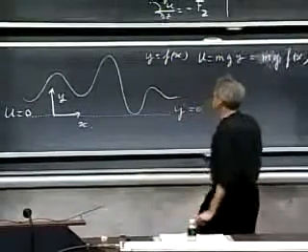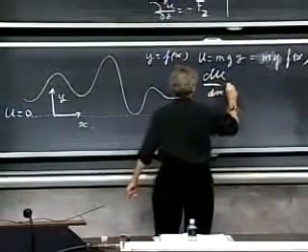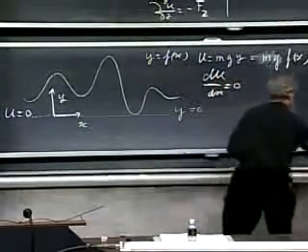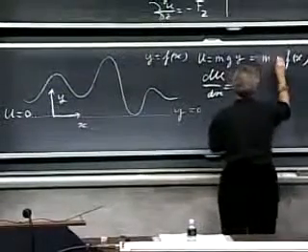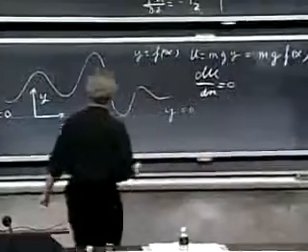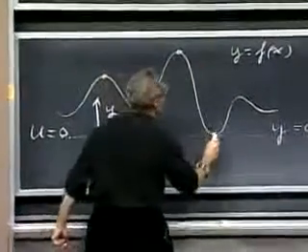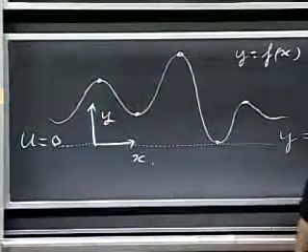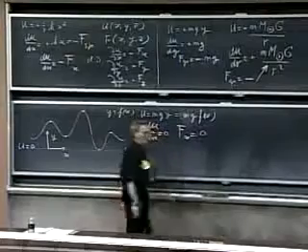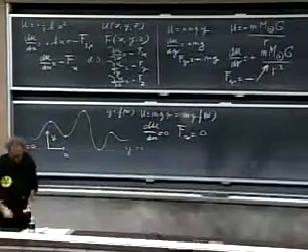There are points here where dU/dx equals 0. I'll get a nice mg in here. And where are those points? Those points are here, here, here, here, and here. If dU/dx is 0, it means that the component of the force in the x direction is 0, because dU/dx is minus the force in the x direction.